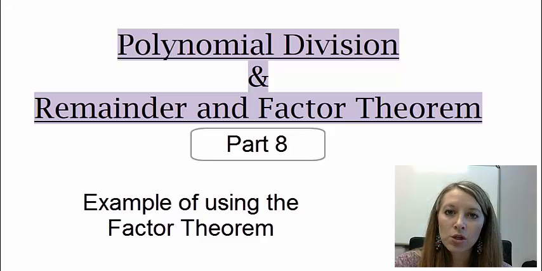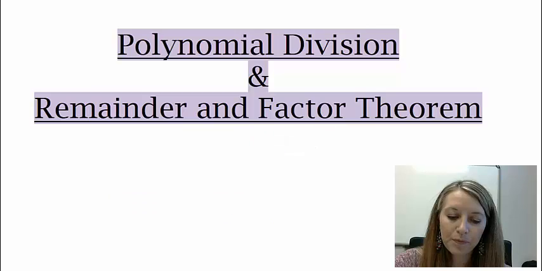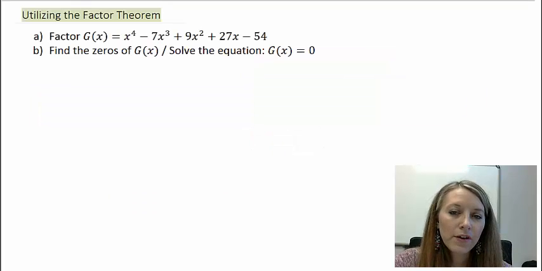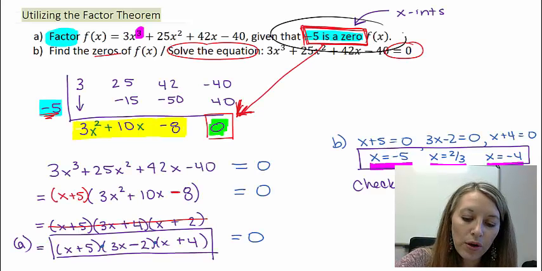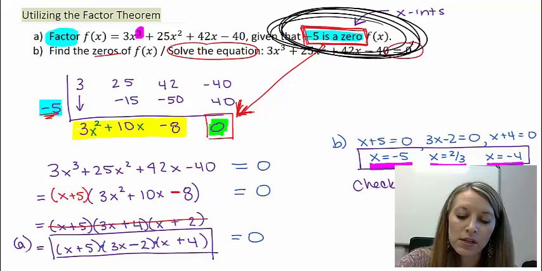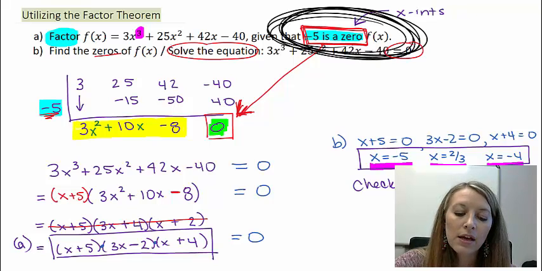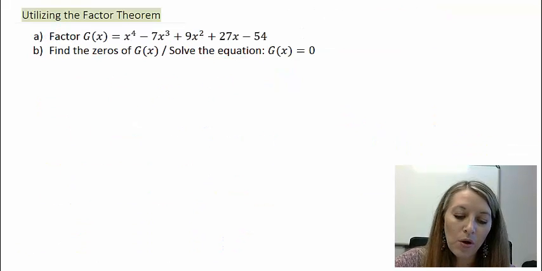I'm going to go ahead and do one more example here. The difference between the last example and this example is that the last one told us one of our zeros. It gave us a starting point. So factor this, given that this is a zero here. In this example, it doesn't give us that information. It just says factor it.